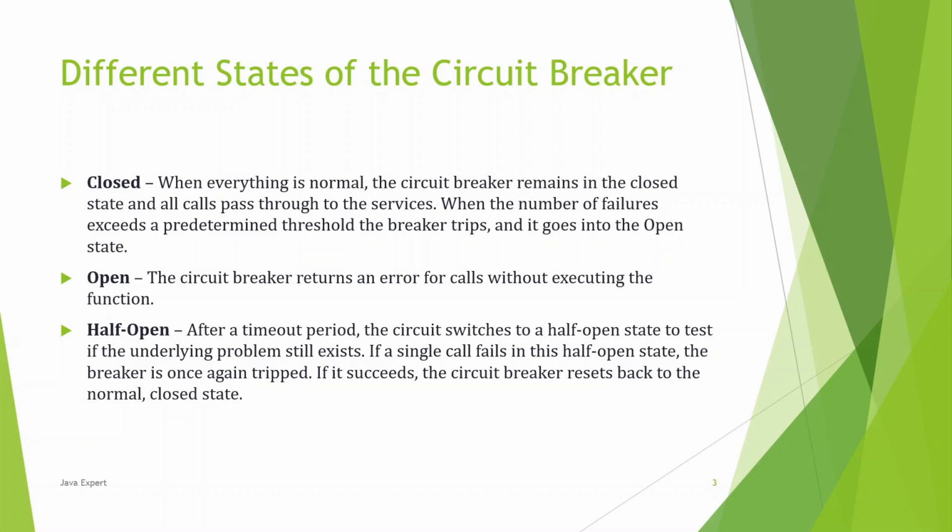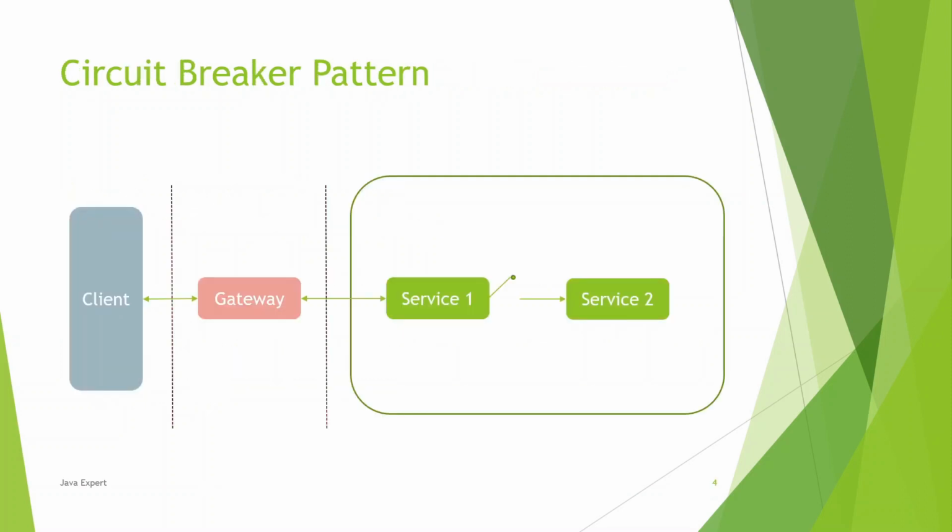If a single call fails in this half-open state, the breaker is once again tripped. If it is a success, the circuit breaker resets back to the normal closed state. Basically, in the half-open state also, we can set a parameter for how many requests it should test, right? So we can set the parameter to 3 or 5 or 10 requests. It will send the next 10 requests to the particular service in the half-open state, and if all are successful, it will close the cycle. If we understand these things, we'll move on to the next.